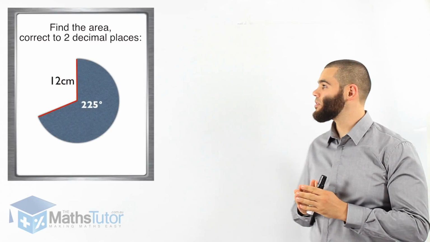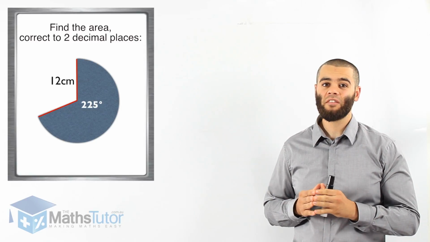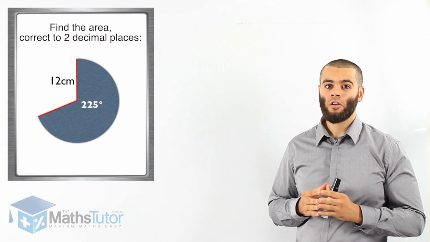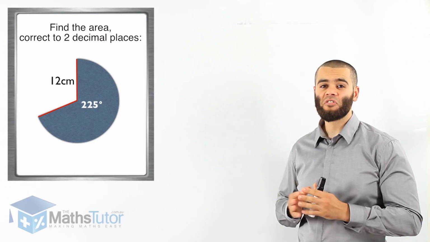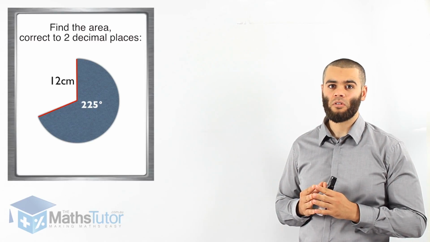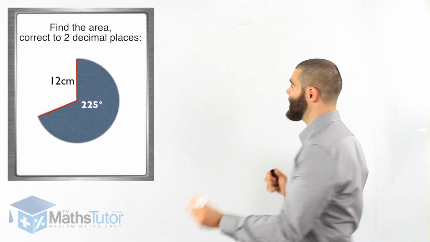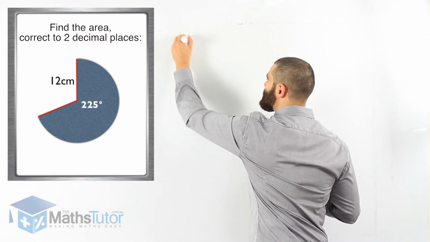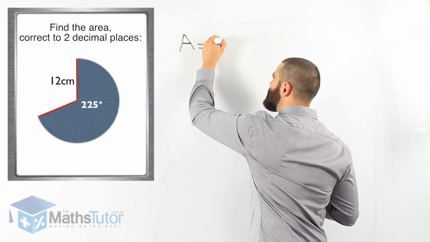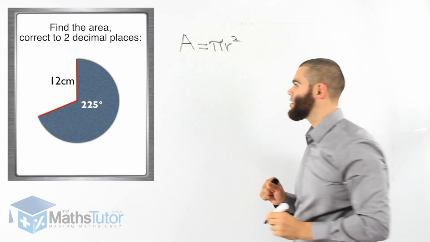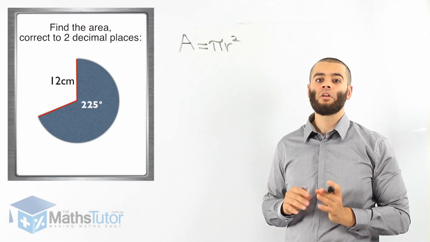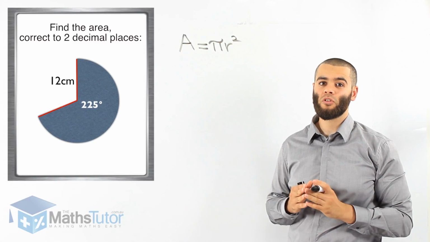Our last example. Again, we are asked to find the area of this figure. We notice that again, it's not a full circle. It's part of a circle. So again, we use the same formula. Let's write that down. A equals pi r squared. That is for a full circle. Here, we only want a portion of a circle.